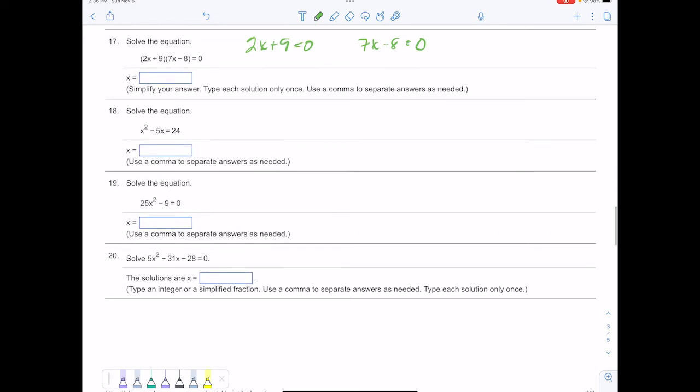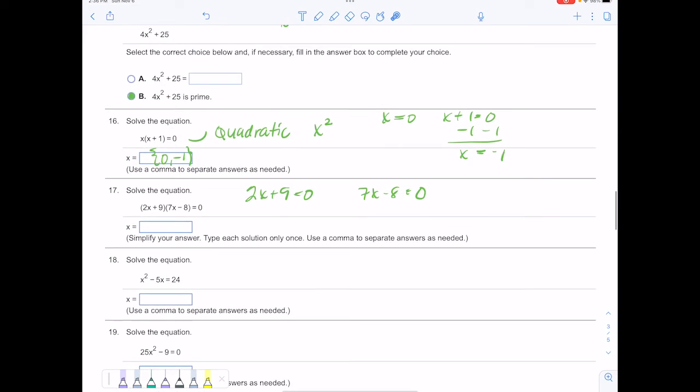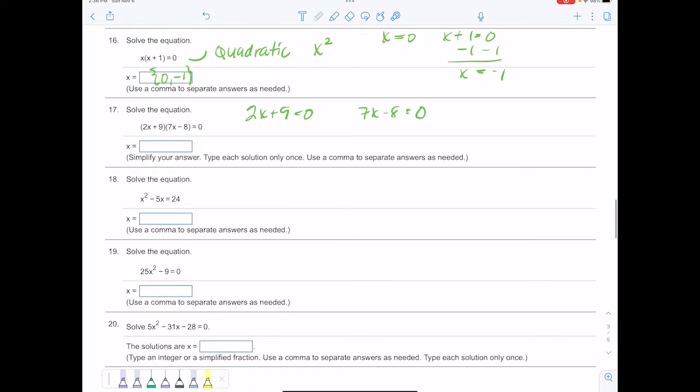In number 18, again, we have to solve the equation, but notice this time it's not factored. I know it's a quadratic equation because it's got an x, and the highest exponent is a square or a 2. So what I need to do is make sure it's set equal to 0 first. As you noticed, all of these are set equal to 0 when I'm trying to solve a quadratic equation. So to do that, I'm just going to take the 24 and subtract it and move it to the other side. So I would be left with x squared minus 5x minus 24 equals 0. Okay, remember we can't combine these because they're not like terms.